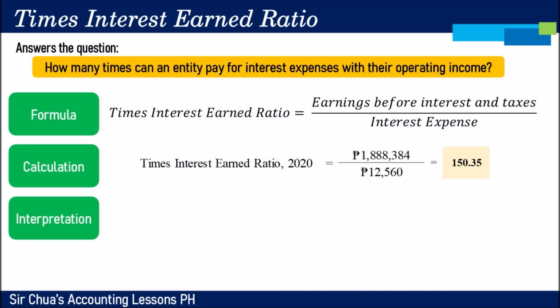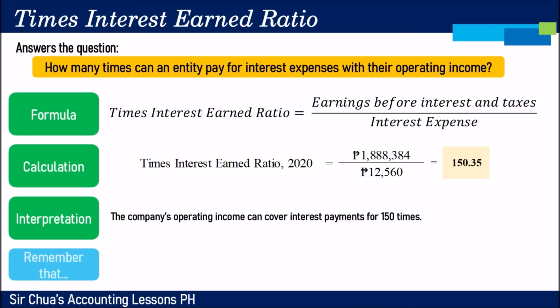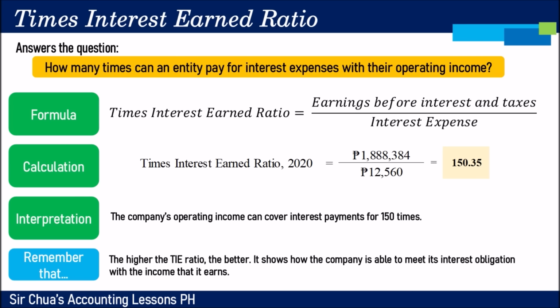Ano ibig sabihin? The company's operating income can cover interest payments 150 times. That's awesome. Okay? Malaki masyado yung pambayad mo ng interest. Di ba? That's awesome. Always remember that the higher the times interest earned ratio, the better. It shows how the company is able to meet its interest obligation with the income that it earns. And congratulations for Grumpy Cat Company. It's 150 times. Okay? Pero hindi naman literally 150 times tayo magbabayad ng interest, ha. Ang gusto lang natin ipakita is talagang the company is able to cover their interest expense with the operating income that it has.